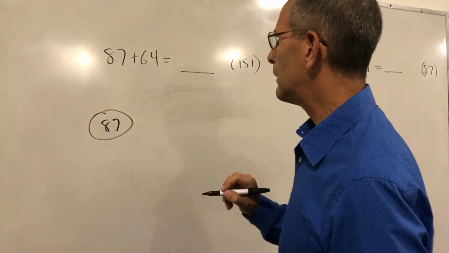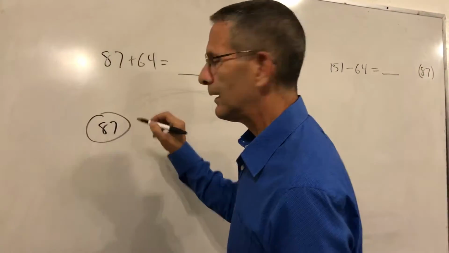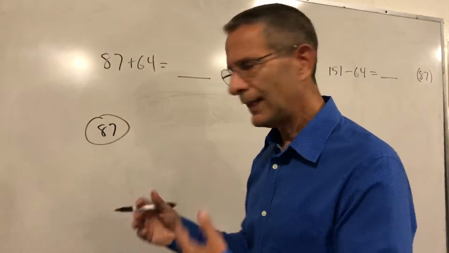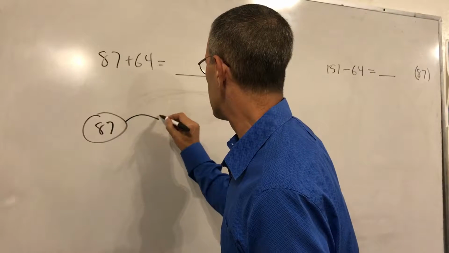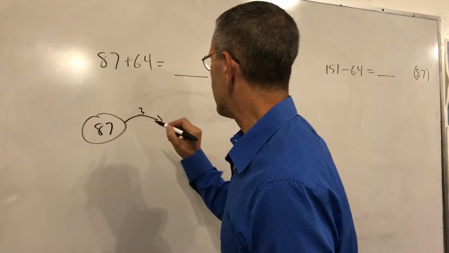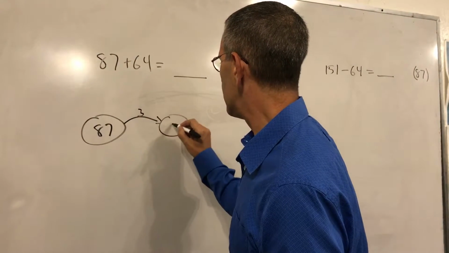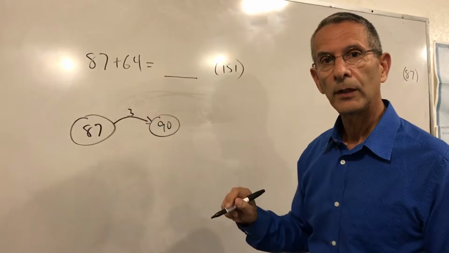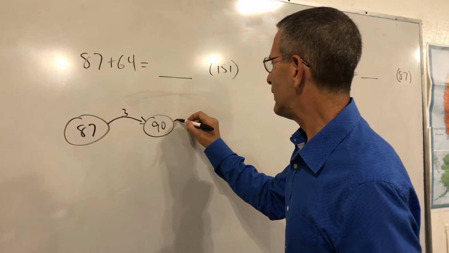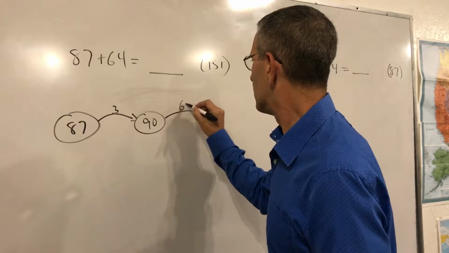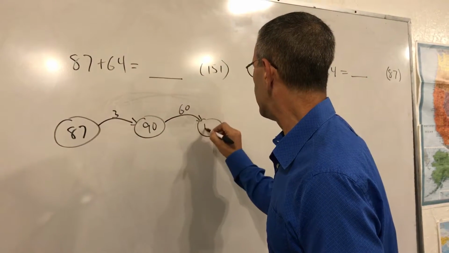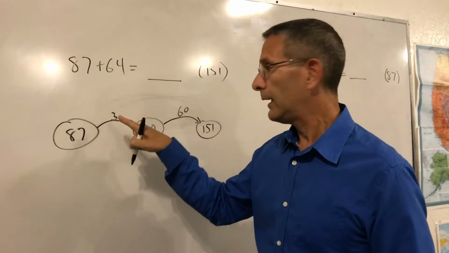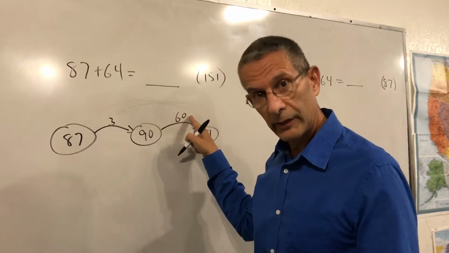So if I thought about how I might do this, one way is, I like even numbers of 10, so I might do this. I might make a 3 there, so 87 plus 3 is 90. Okay, so that's 3 from my 64. And then I might add 60. 60 to 90 is 150. And now look, I have 3 and 60, so that's 63.